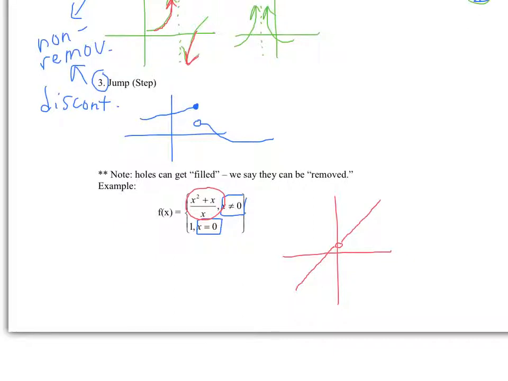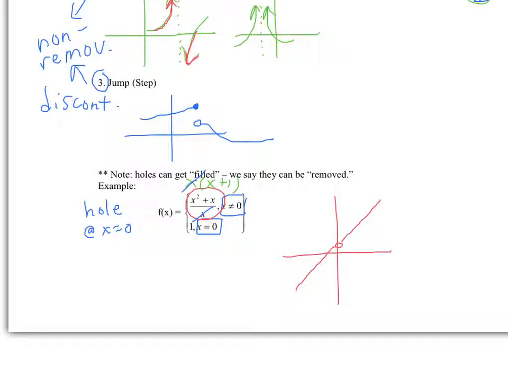Now if we were to actually factor this, we can factor out an x up top. We're left with x plus 1. Notice that we actually have a common factor of x that we can remove. Now remember, if you set the common factor equal to 0 and solve, you're going to have the location of your hole. So it should hopefully make sense to you that we have a hole at x equals 0. The common factor is x, set it equal to 0, there's your hole.